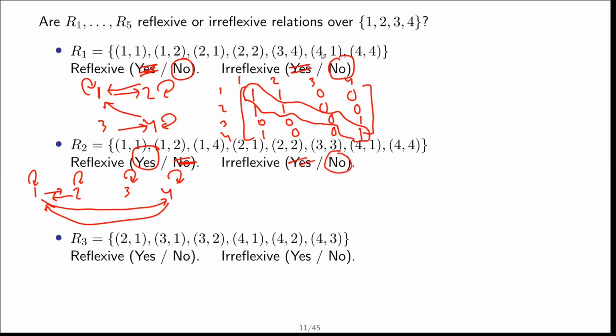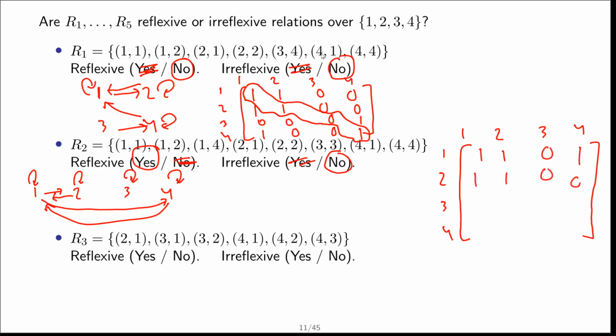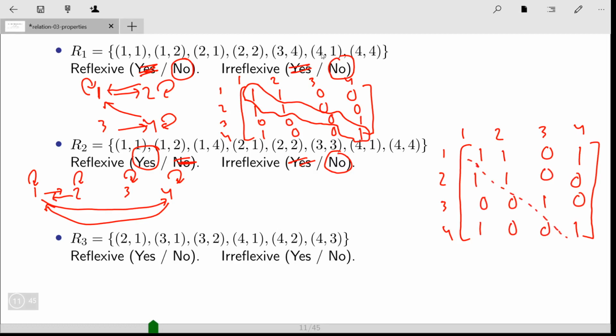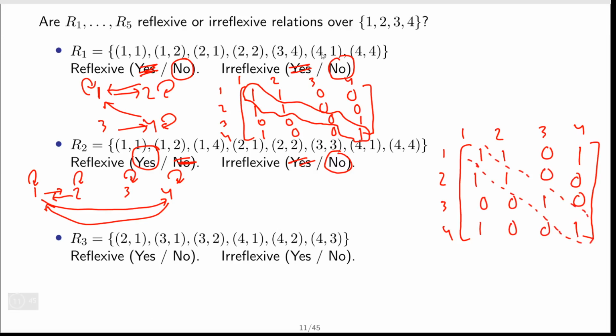If you draw the matrix, it should look like this. It has to be 1 1 0 1, and then 1 1 0 0, and then 0 0 1 0, and then 1 0 0 1, and these diagonal elements, they are all 1.